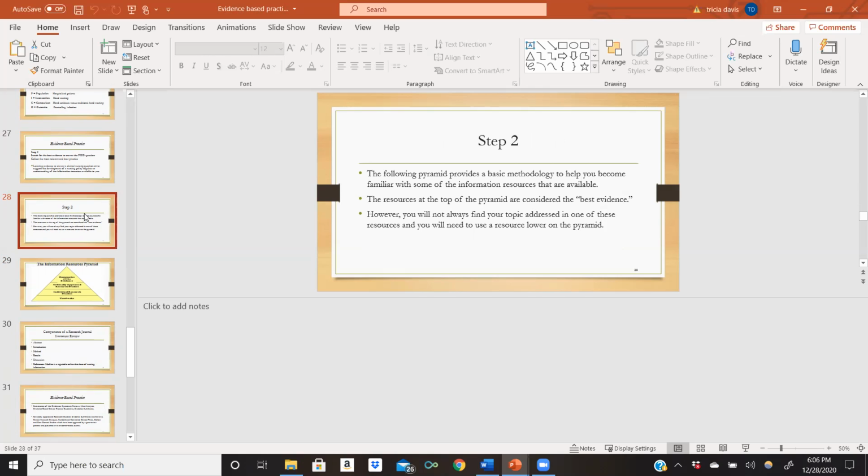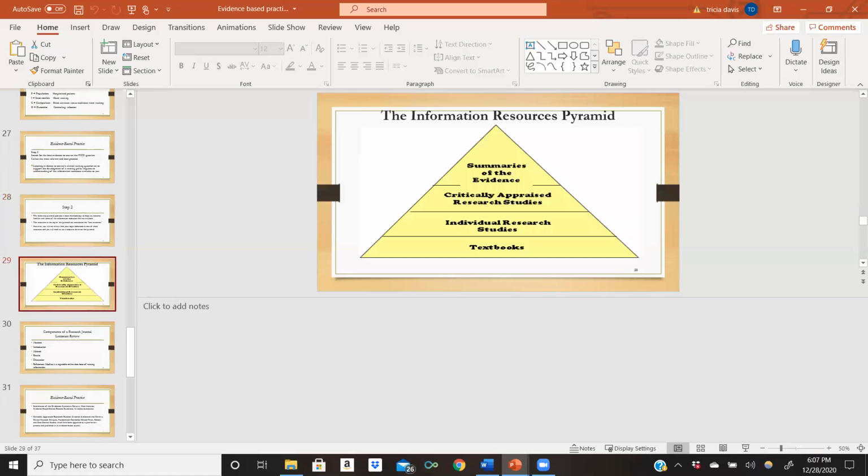So, okay. The following pyramid that I'm going to show you guys provides a basic methodology to help you become familiar with some of the information resources that are available. The resources at the top of the pyramid are going to be considered your best evidence. However, you will not always find your topic addressed in one of these resources, and you will need to use a resource lower on the pyramid. So let's take a look at the pyramid.